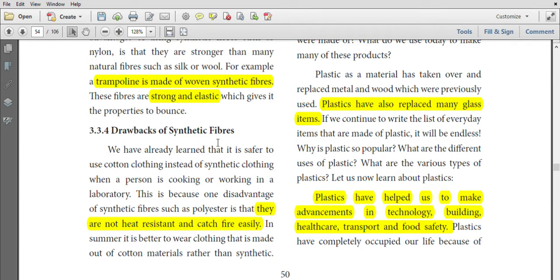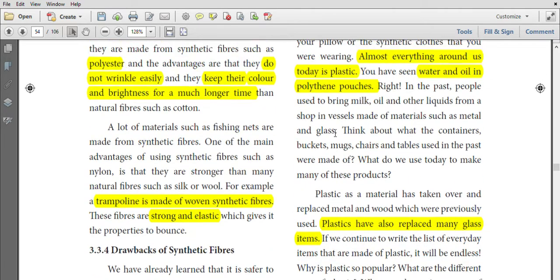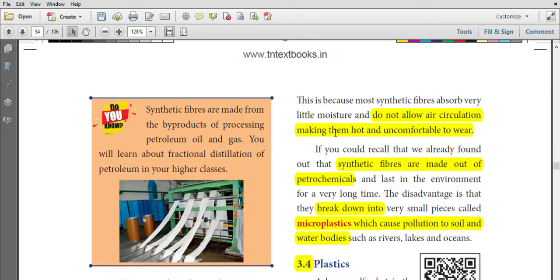Drawbacks of synthetic fibers. They are not heat resistant and catch fire easily. They do not allow air circulation, making them hot and uncomfortable to wear. Synthetic fibers are made out of petrochemicals. Synthetic fibers break down into microplastics, the small pieces of plastic. Microplastics cause pollution to the soil and water bodies.